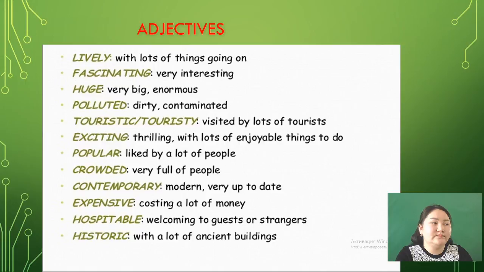So I hope the lesson was fascinating and exciting for you. You can use this simple vocabulary and these adjectives to describe your place. Try to make sentences by answering the questions from the lesson.